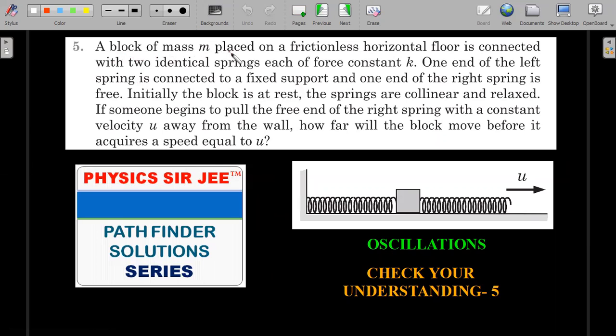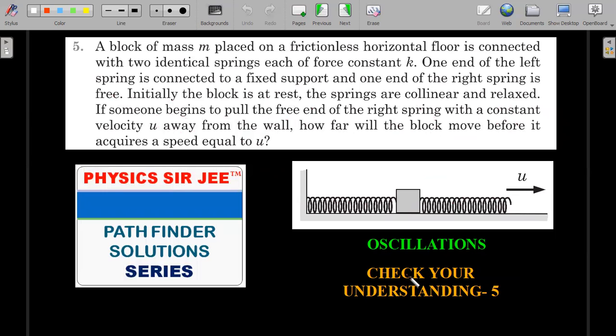A block of mass m placed on a frictionless horizontal floor is connected with two identical springs, each of force constant k. One end of the left spring is connected to a fixed support, this one, and one end of the right spring is free. Initially, the block is at rest and the springs are collinear and relaxed. If someone begins to pull the free end of the right spring with a constant velocity u away from the wall, how far will the block move before it acquires a speed equal to u? Okay, so check your understanding 5.